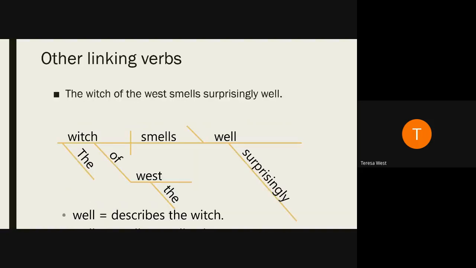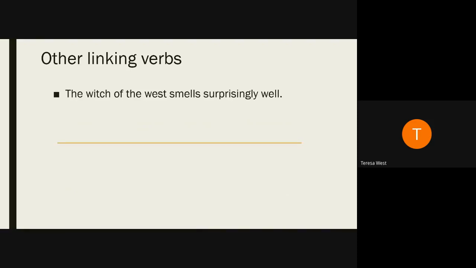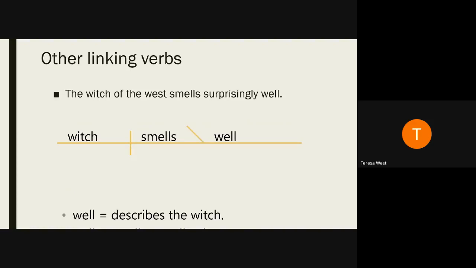Other linking verbs. The witch of the west smells surprisingly well. So witch is our subject, smells is our verb, well is our subject predicate adjective, right? So well is describing the witch's smell. The describes witch, and of the west also describes witch. Surprisingly describes well. And then we have that because it's the witch of the west. The is an article that refers back to west.